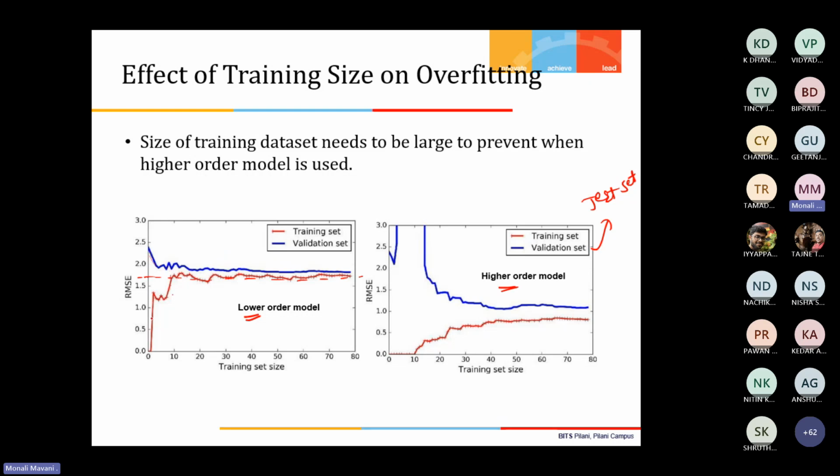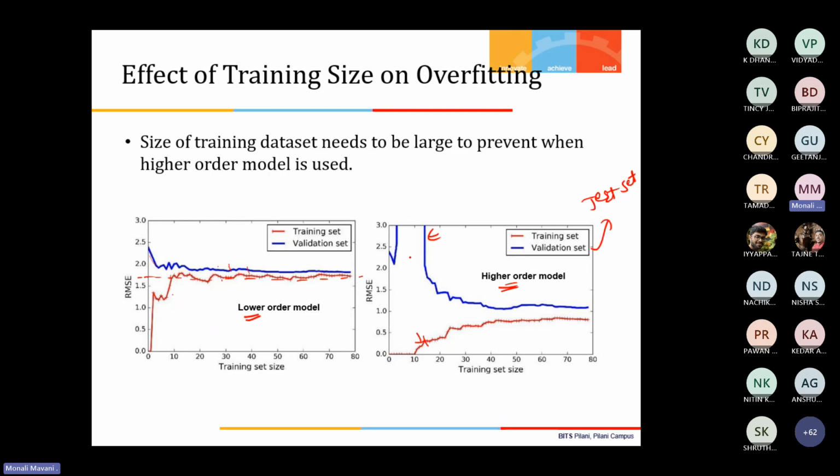That means test error and train error are approximately near to each other, but it doesn't matter because the training error itself is very high. You cannot accept this. Then in case of the complex model, the higher order model, training error is low, but you can clearly see the red curve and the blue curve. The blue curve is the test error. There's a huge gap between train and test error. Training error is low, but the test error is high. Again, not acceptable.